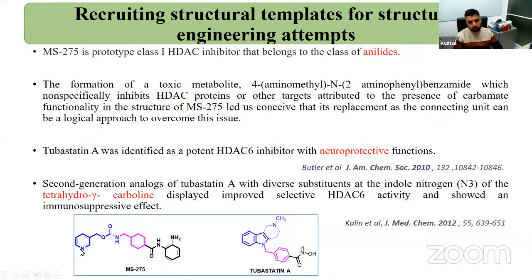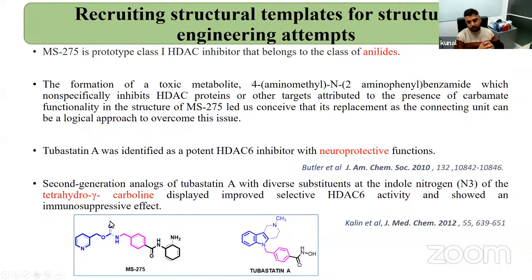So when I first saw this compound, I was very clear that this molecule appears to be very, very flexible. If you just see, this part is very flexible. And the second thing which was intriguing for me was that this carbamate bond looks to be very metabolically labile. And when I started reading about MS-275, I came to know that yes, formation of toxic metabolites has been a very prominent issue with this structure that has actually hindered the clinical growth of this compound. So I thought, let us work on this compound.